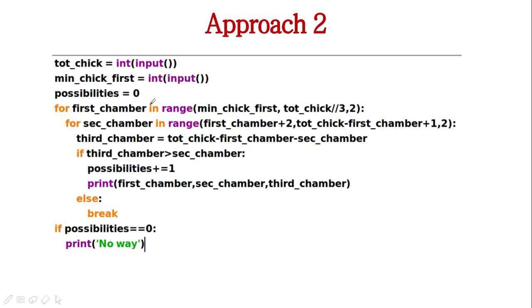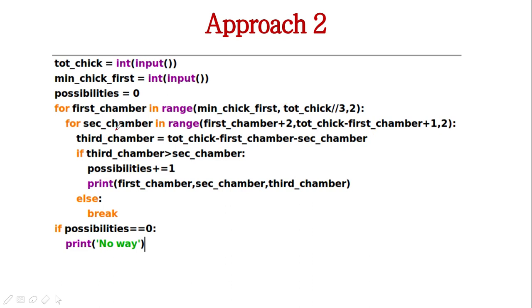You are going to generate the first chamber values from minimum chick, and it has to go till only 1/3. That is already understood. And then for the second chamber, you are going to start plus 2, right? And then as usual you have to subtract this, because what I have put in the first chamber will not be counted for the second and third, right? So I will do this. Only 2 things are there.